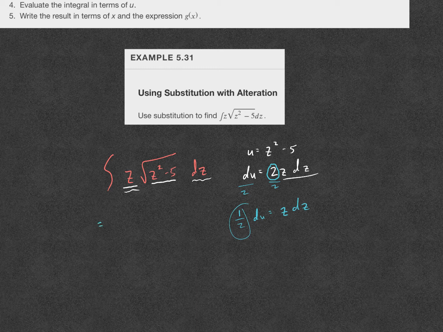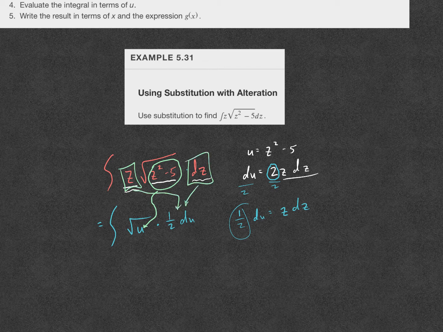So let's see what this looks like. This is equal to the integral of, let's see, our z squared minus 5 is under the radical, so radical u, and then times 1/2 du, because that's times dz. Okay, so all of our z's are gone. Let's see, I'll draw circles and arrows. The z squared minus 5 is that, and then the z dz, those both went there. So what do you do with the 1/2? Well, that factors out of our integral. We don't have to worry about it.